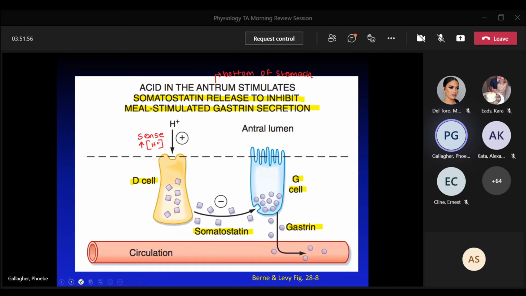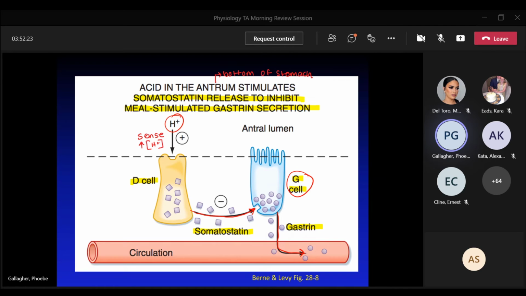Okay, and so now talking about the D cell. The D cell is going to do negative feedback to make sure that you're not secreting too much hydrochloric acid. So what it does is it senses protons in the stomach lining, and when it senses them, it knows that the proton concentration is really high. So it's going to release somatostatin to inhibit G cell release of gastrin.